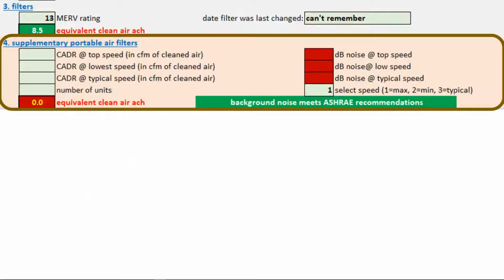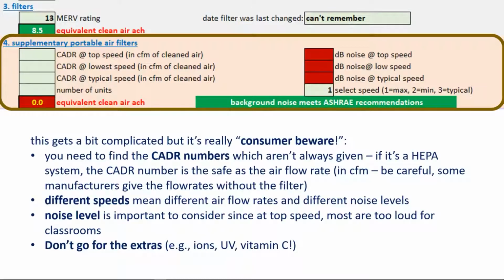Then we have the supplementary portable air filters. This gets a bit complicated, and it's really consumer beware. You have to find the CADR numbers, and sometimes they don't give those numbers. If it's a HEPA system, then the CADR number is about the same as the airflow rate, the CFM.